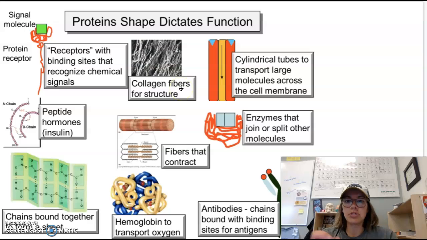Collagen fibers, these are long and strong for structure. Muscles are fibers that contract. Those are proteins found inside of muscles. Hemoglobin is a globular protein because it allows it to bind onto oxygen and transport it. Antibodies are chains with binding sites for antigens. And then enzymes are proteins that join or split other molecules. And then cylindrical tubes are going to transport large molecules across the cell membrane.